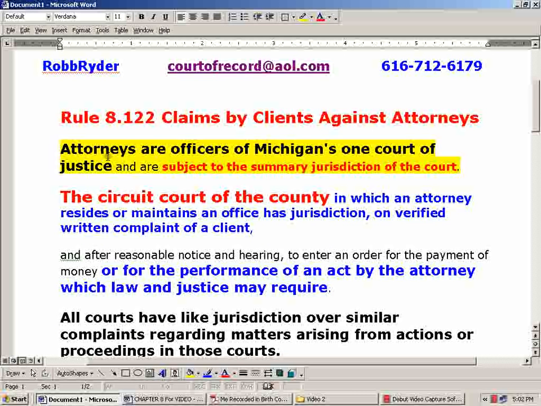What else we got here? Okay, and after reasonable notice and hearing to enter an order for payment of money or for the performance of an act by the attorney by which law and justice may require. In other words, to make them give you the defense that you require. Such as, in a criminal matter, is there a sworn complaint? Is there an information? What's the other one? You've got informations and you have indictments. One or the other.